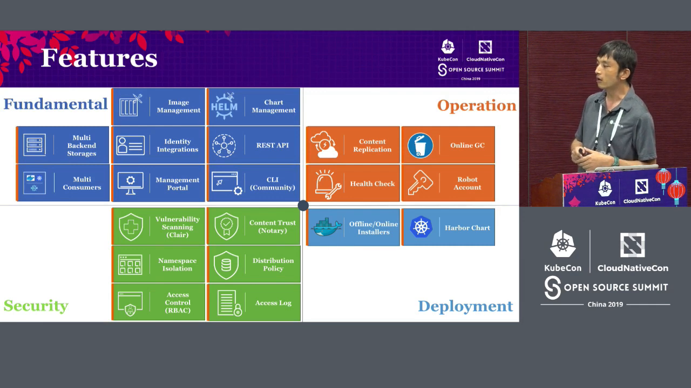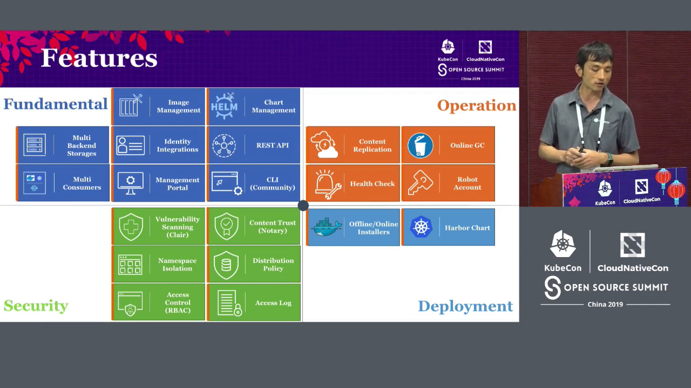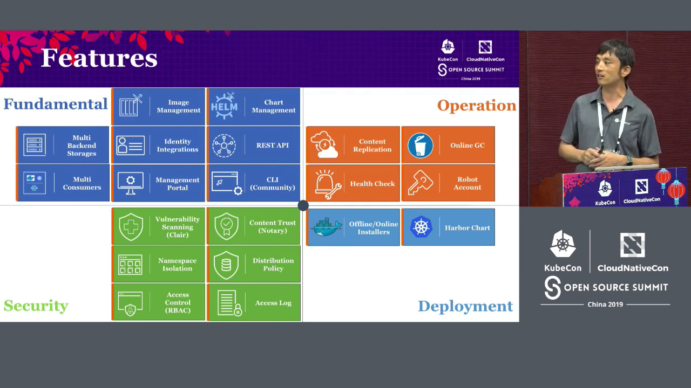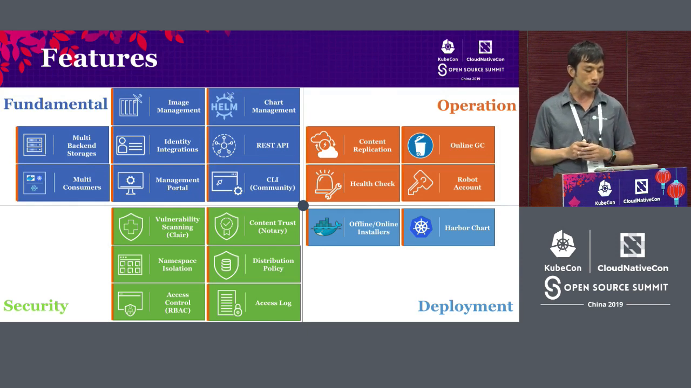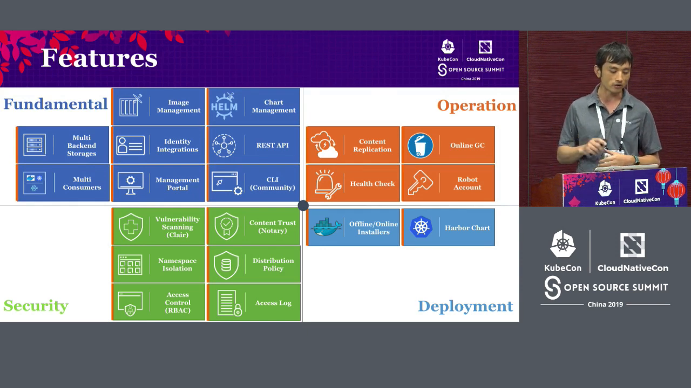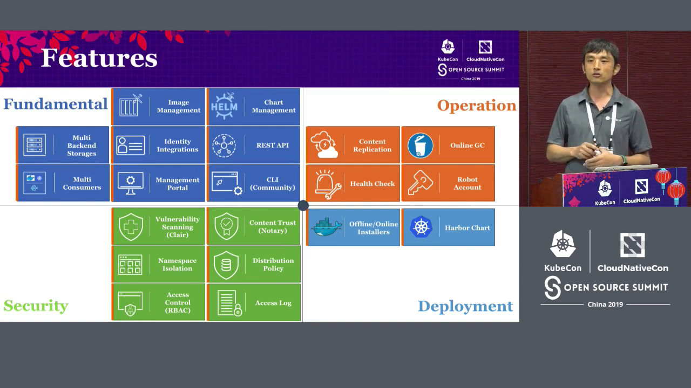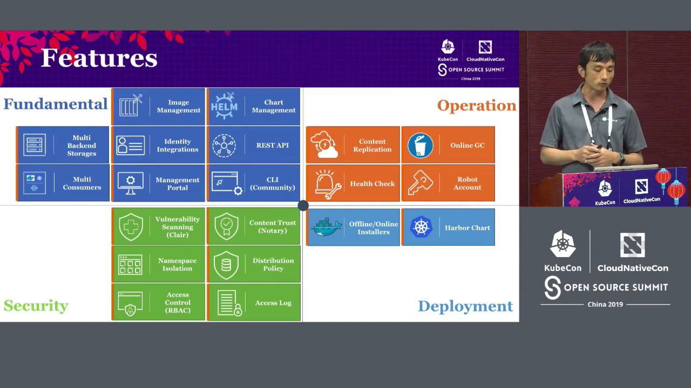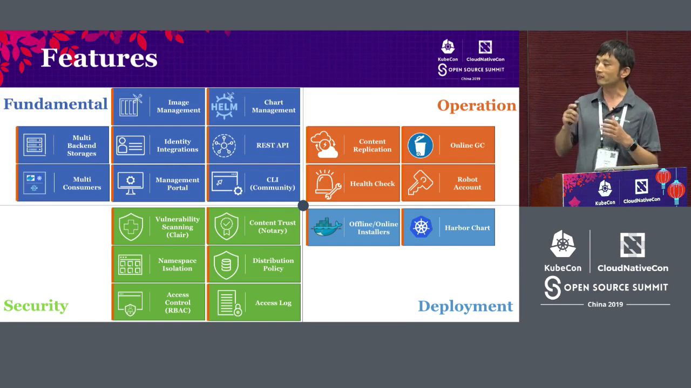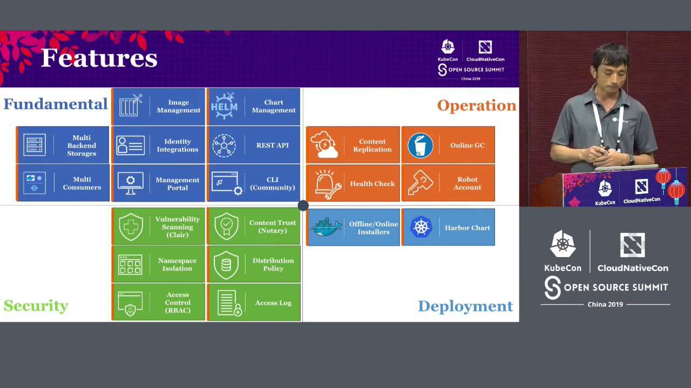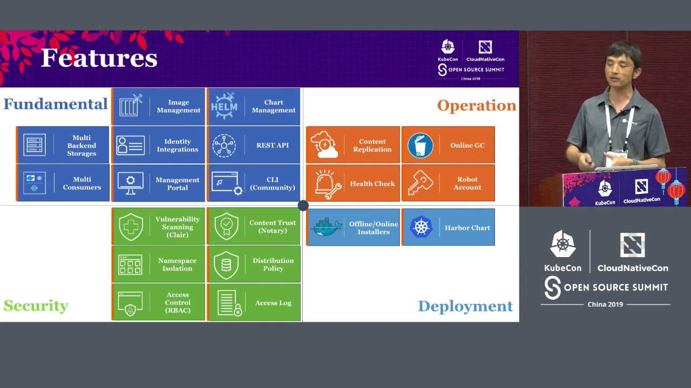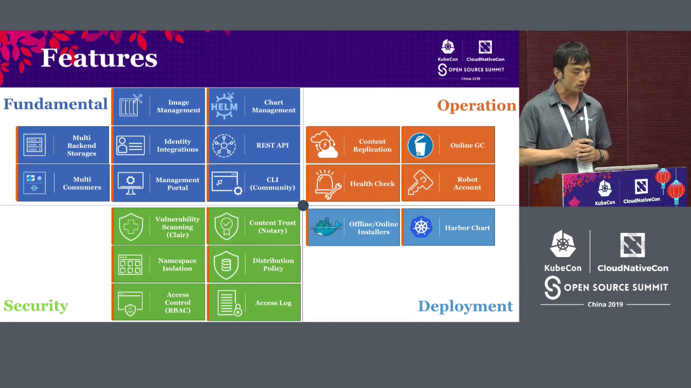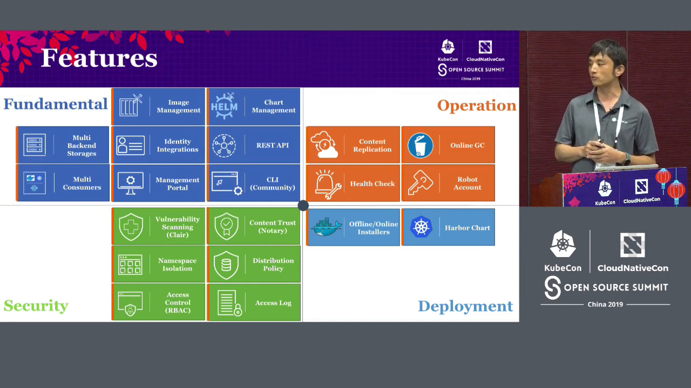Apart from fundamentals, for operations, maybe I should talk about security first, because this is more critical. In enterprise-level applications this is quite important, and we do provide a lot of security features. For example, vulnerability scanning, based on Clair, where we can scan images in Harbor and provide the summary and CVE list. We also have content trust and Notary, so that we can assure the reliability of the image.